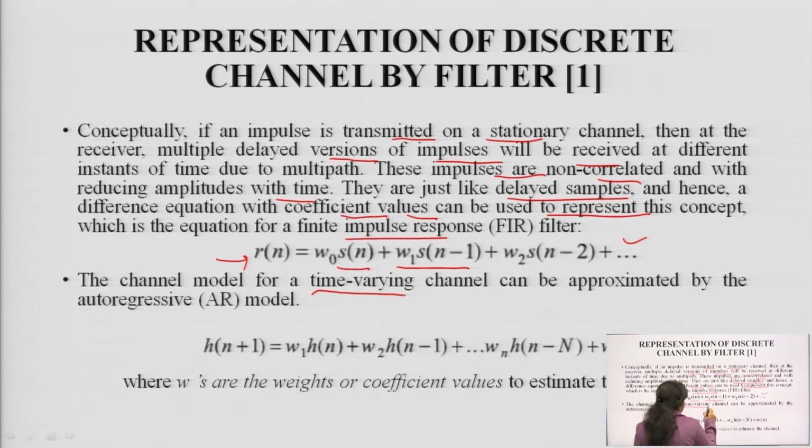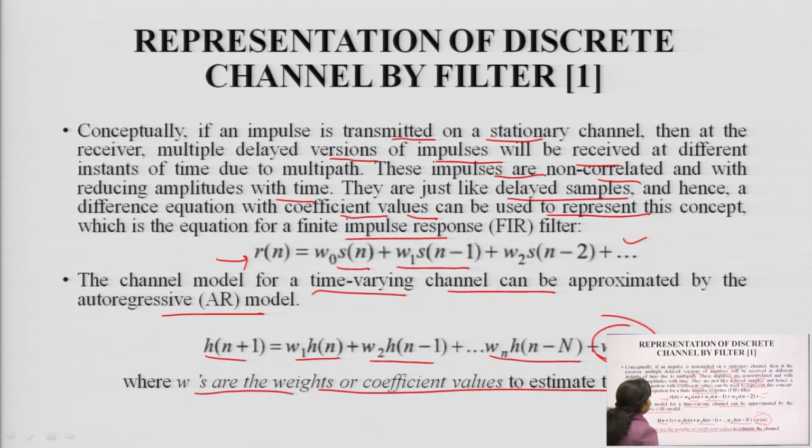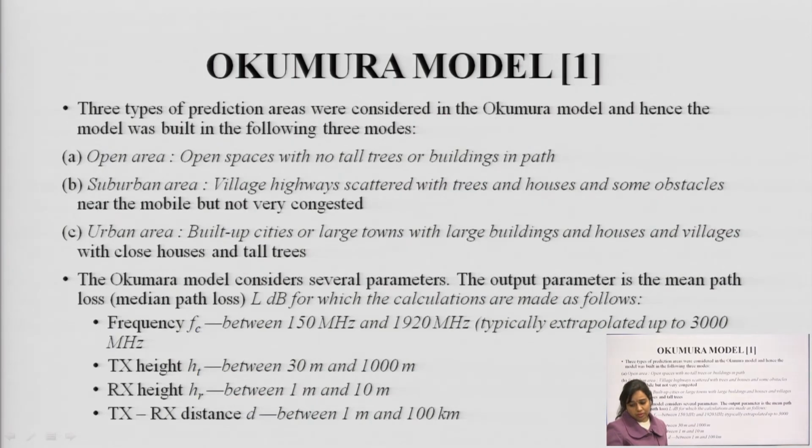Then the channel model for a time varying channel can be approximated by an autoregressive channel model, that is denoted by H(n+1) = W1 H(n) + W2 H(n-1) + ... + Wn H(n-N) + W(n). This last term is just the noise which is calculated after passing through a channel, and these are the weighted functions that we have multiplied with the signal. The W's are the weights and coefficients to estimate the particular channel. So, this is the representation of the discrete channel by filter.